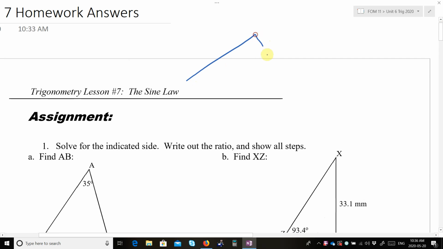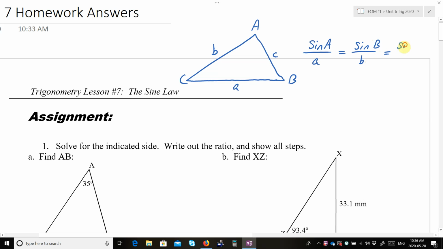So if you have just a general triangle like this with no 90-degree box, A, B, C, remember, across from the capital letter angles, we put little letter a here for this side, little letter b here, and across from the capital C is little c like that. And sine of angle A divided by its opposite side equals sine of angle B divided by its opposite side. And those two are also equal to sine C over c, and that was the sine law.